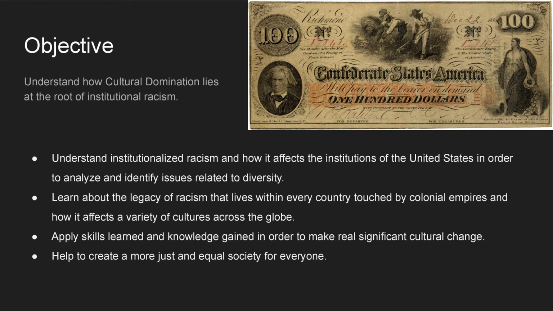You should be able to apply skills learned and knowledge gained in order to make real significant cultural change and to help to create a more just and equal society for everyone. I hope that we can all create a better world than the one that we inherited.